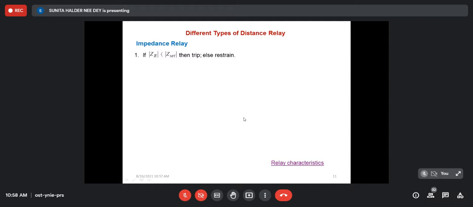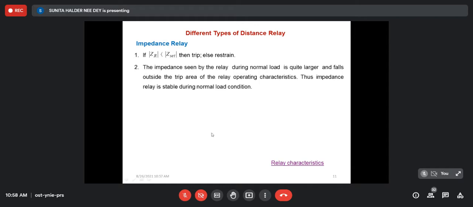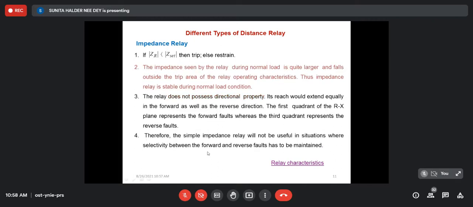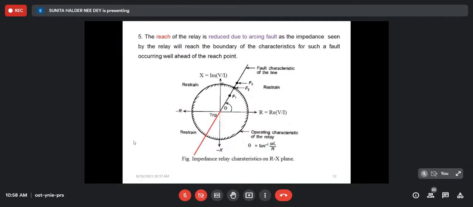So whatever impedance relay we have discussed till now, they are ordinary impedance relays: a simple overcurrent relay with voltage restraining coil. This thing I have discussed. So all the limitations are written here.